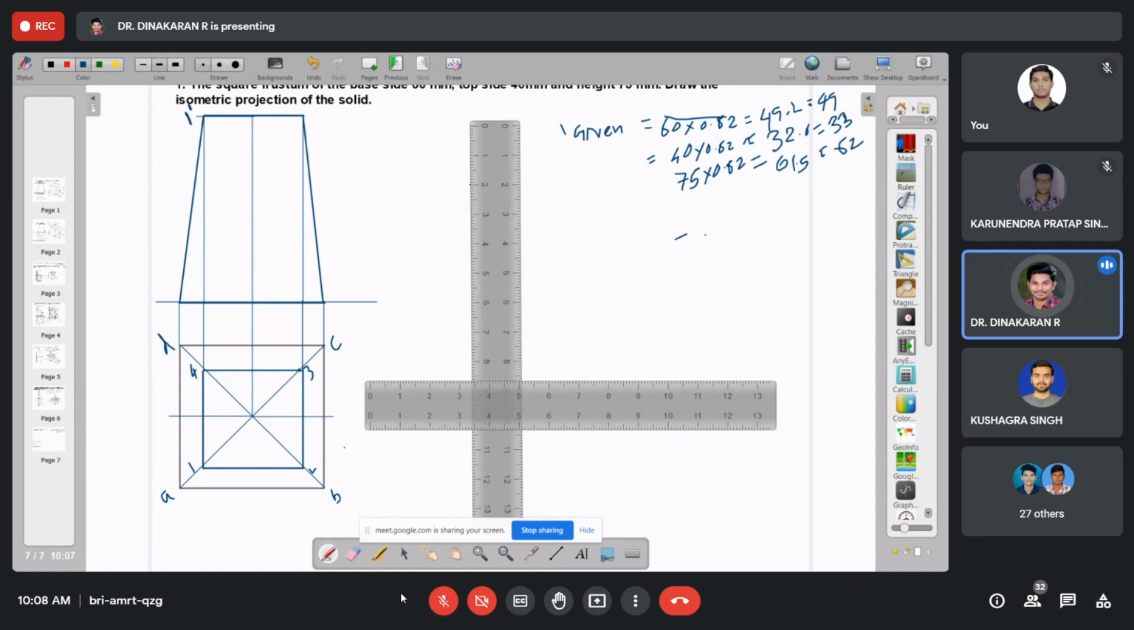After this dimension, I need to go for isometric. Okay, sir, 2 dash, 3 dash, and 4 dash. I'm placing the names correctly or not? Check and tell me.